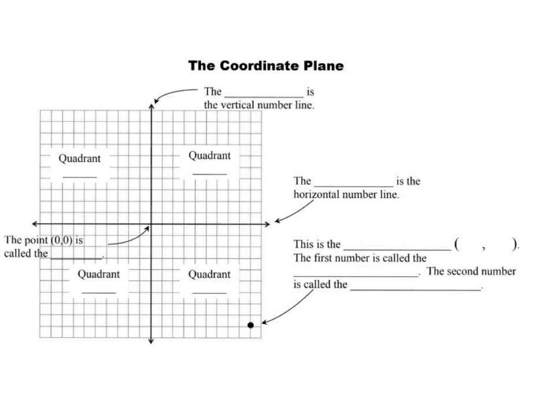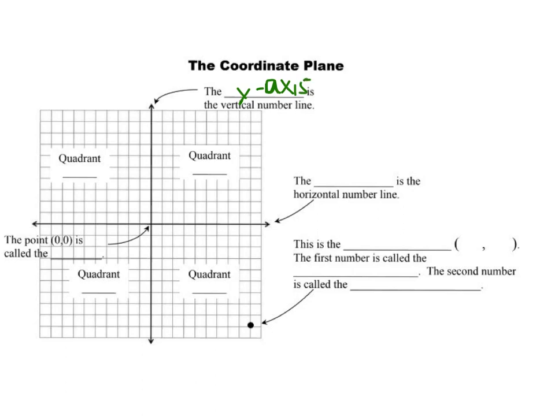So we're going to go ahead and start with the y-axis. So on the very top, it says the coordinate plane. Under it, it says the blank is the vertical number line. So what you're going to say, it's going to be the y-axis. Okay.